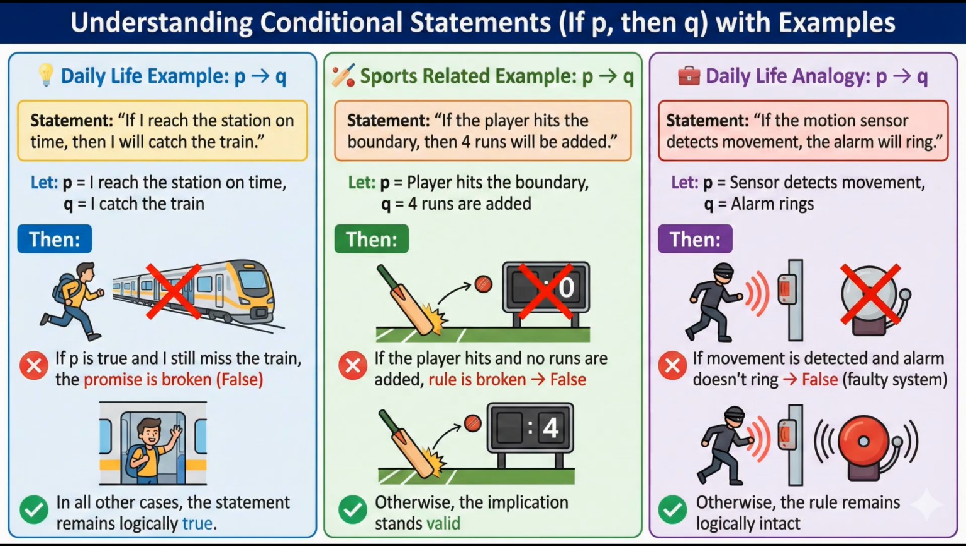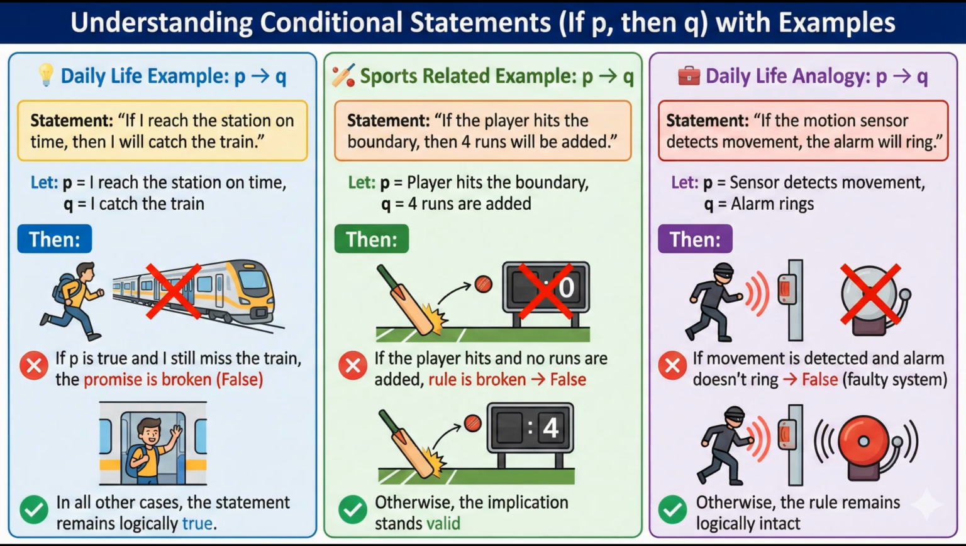Daily life analogy. Security system. Now think of a security system. Statement: if the motion sensor detects movement, the alarm will ring. Let P be the sensor detects movement, Q be the alarm rings. If movement is detected but the alarm does not ring, then the system is faulty and the statement becomes false. Otherwise, the rule remains logically intact, which means the statement is true.